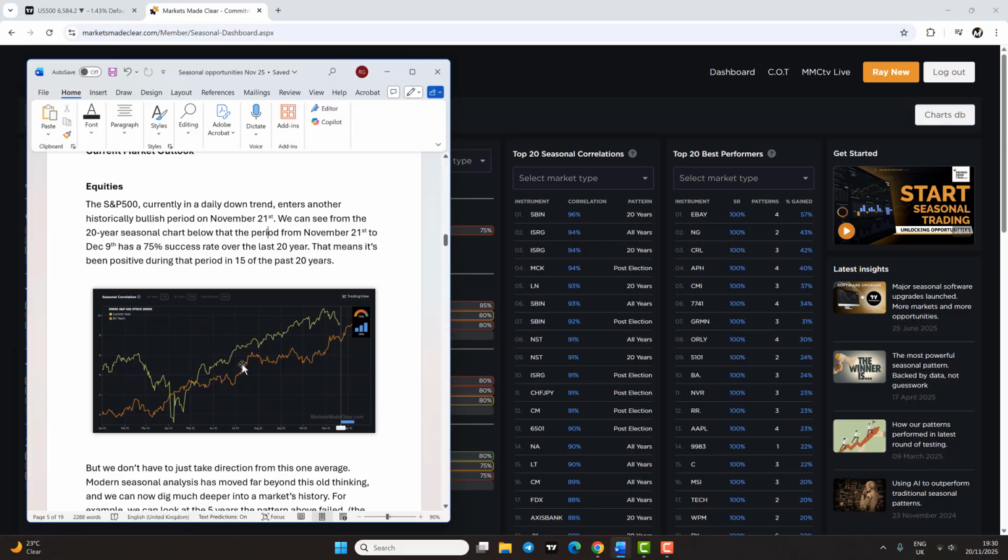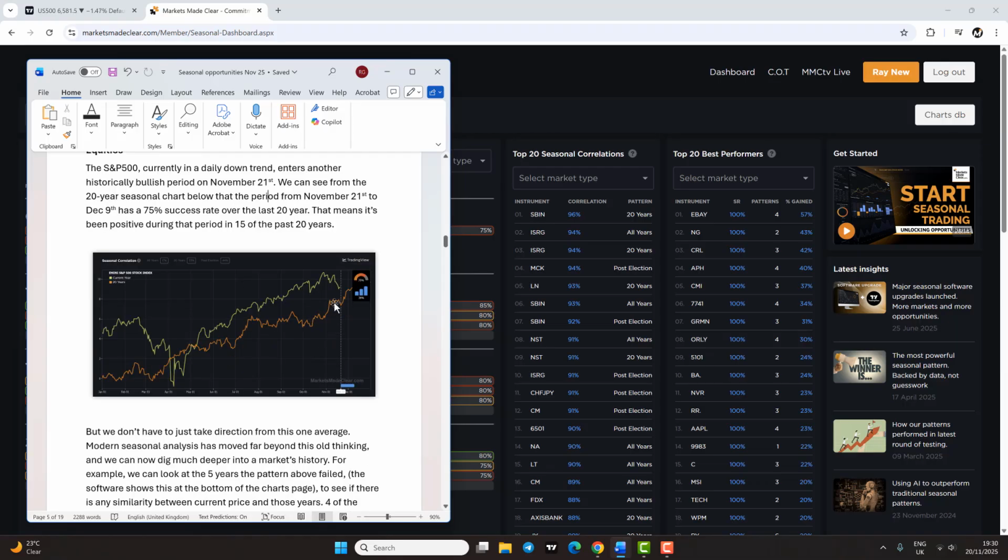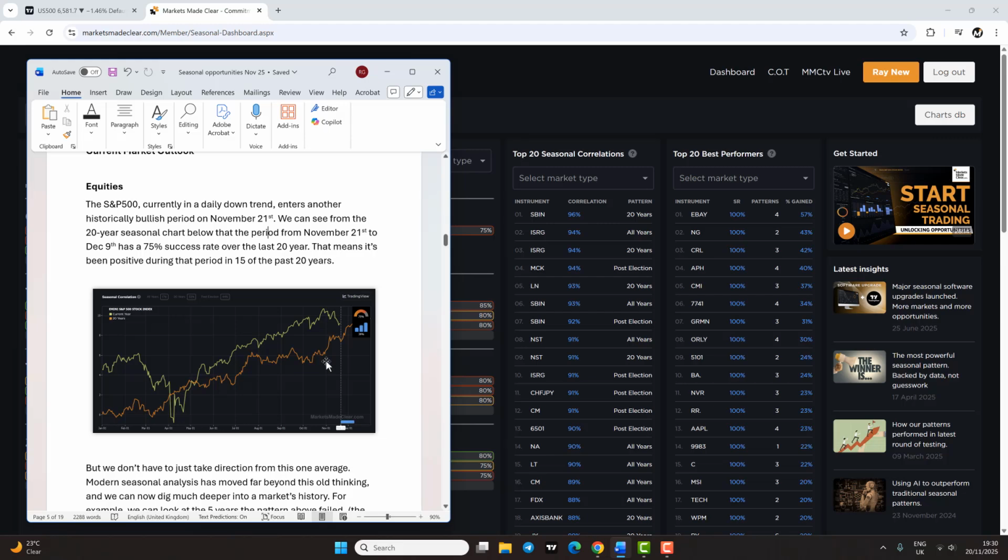And we can see this is the 20-year pattern. The orange line is a 20-year pattern for the S&P 500. The period from the 21st of November through to the 9th of December has a 75% success rate over the last 20 years. And you can see it does suggest a low. I will bring up the chart in a second, but just talking through what we have here. It does suggest a low on the 21st, which would be interesting to see if it actually does that tomorrow, and then see that move to the upside.